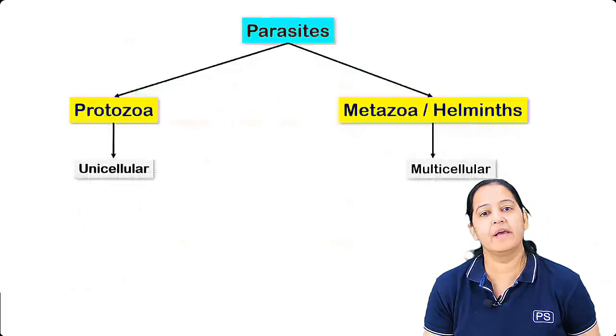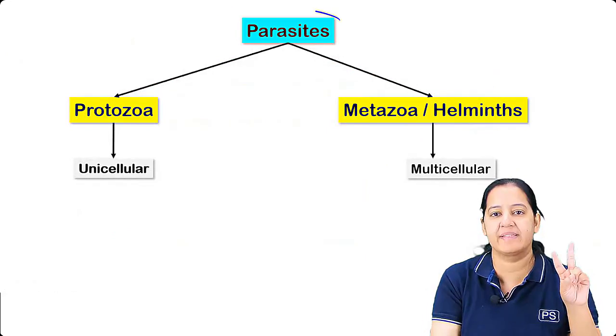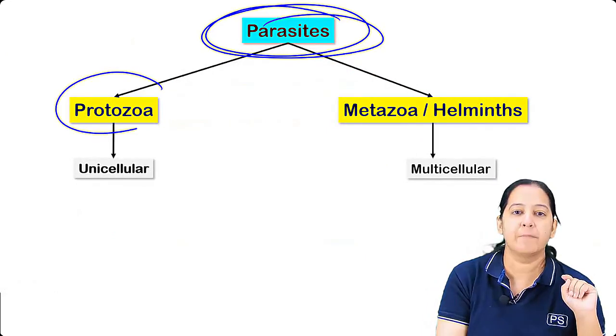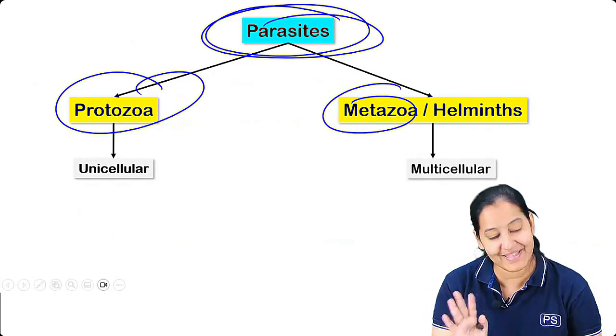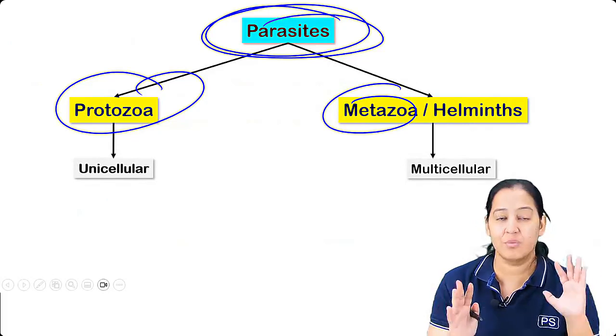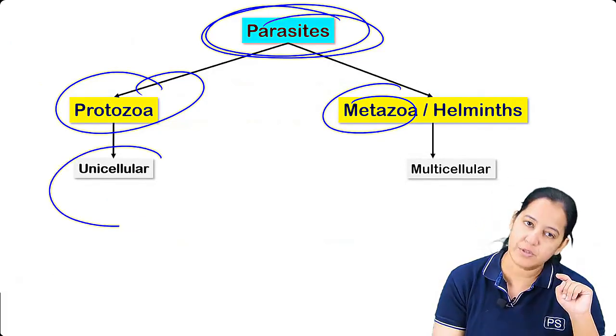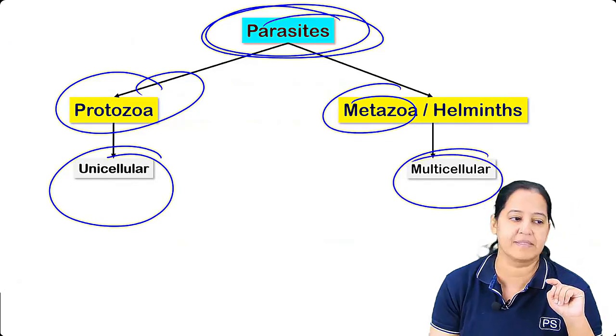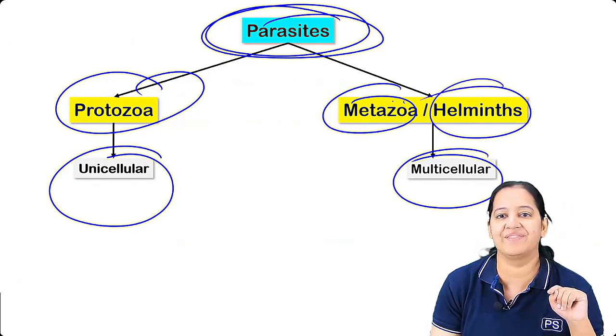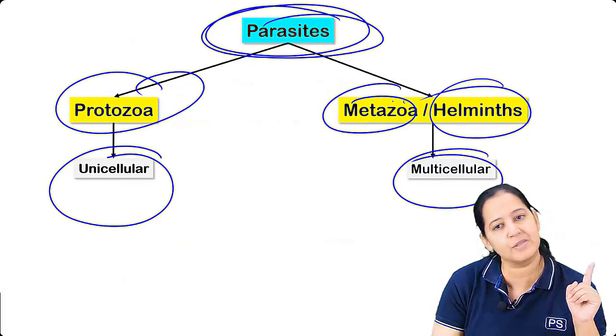Okay, so this is a parasite. There are two types of parasites. What are the two types? Protozoa and metazoa. First of all, we have to see the classification. What is the criteria for classification? Protozoa are unicellular and metazoa are multicellular. Metazoa are also known as helminth. Metazoa and helminth are the same thing.